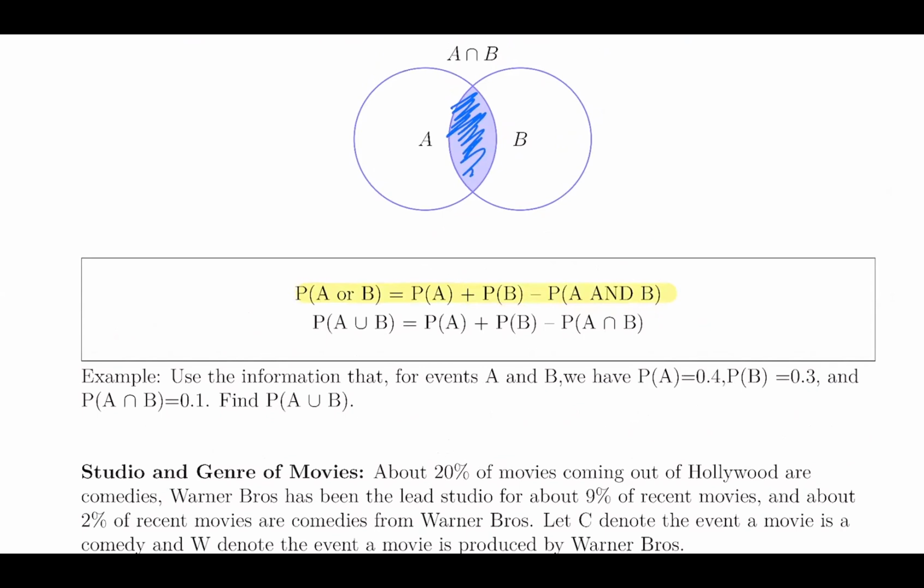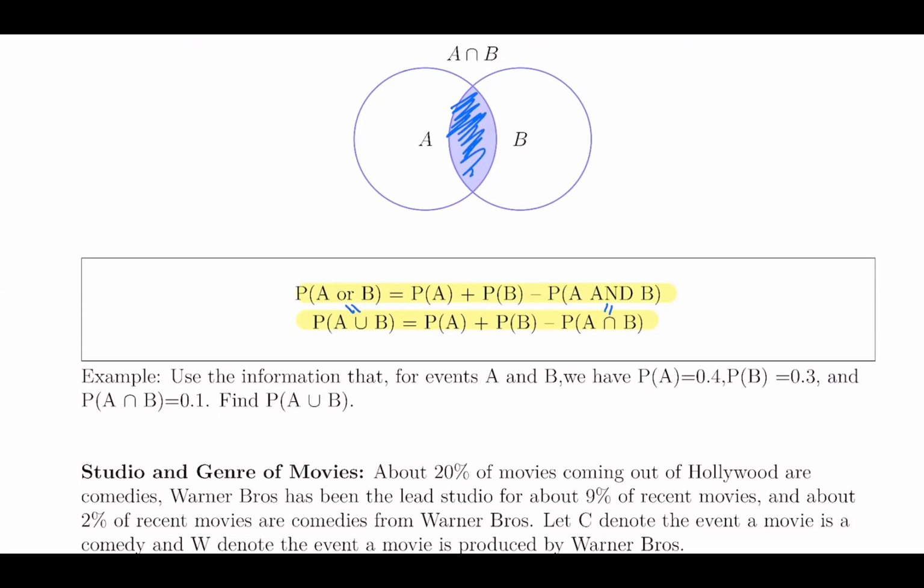it says the probability of A or B is equal to the probability of A plus the probability of B minus the probability of A and B. If you look at this formula, it's exactly the same thing. The only thing different, instead of writing out "or", I put U. Instead of me writing out "and", I put the intersect.